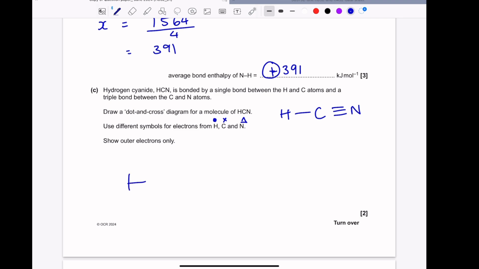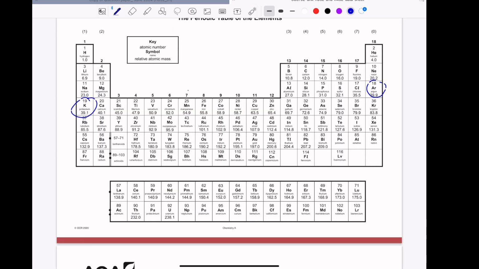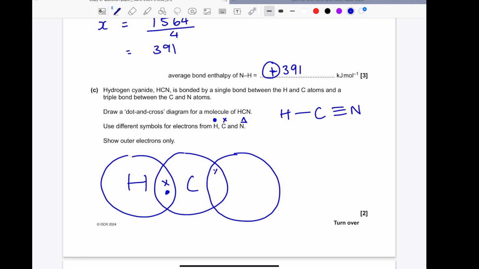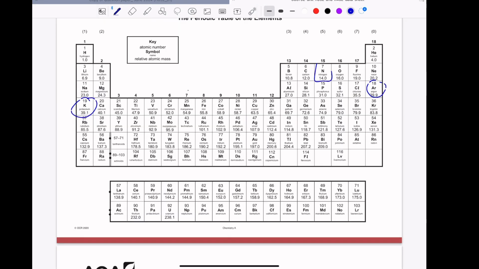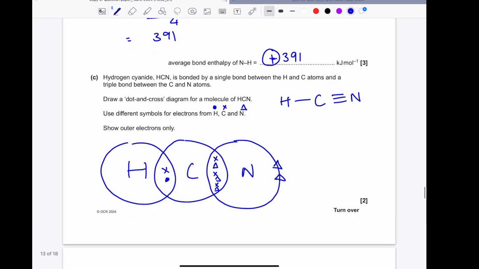Right, so we know that hydrogen forms a single bond with the carbon, so a dot and a cross, and then carbon to nitrogen's triple bond. Now we know that carbon is in group 4. That means each of the 3 remaining electrons is participating in the triple bond. And like we said, triangles for the nitrogen, and it has to be alternating, so 1 cross 1 triangle, and so forth. Now, nitrogen, I believe, is in group 5, so that means 5 electrons in the outer shell. So there's 2 triangles that we need to draw. Okay, that looks ugly. 2 triangles as such.